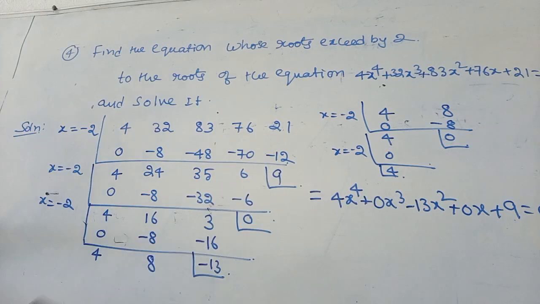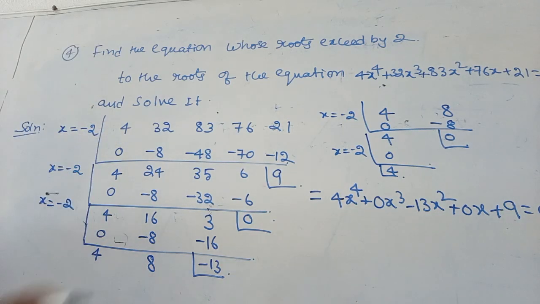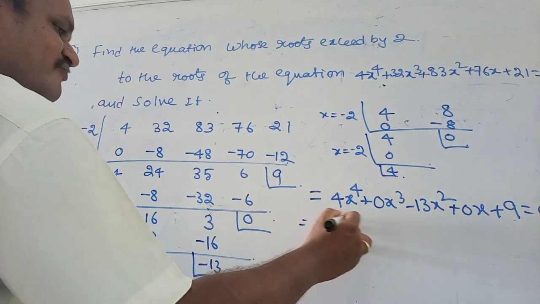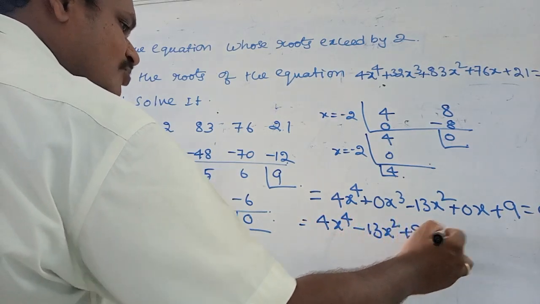Now see, dear students, this is the transformed equation whose roots are exceeded by 2. That means 4x power 4 minus 13x square plus 9 is equal to 0. Now you see, 4x power 4 minus 13x square plus 9 is equal to 0.